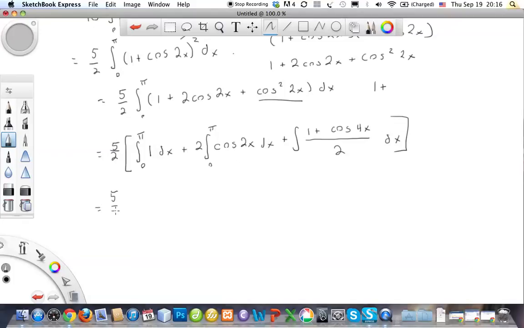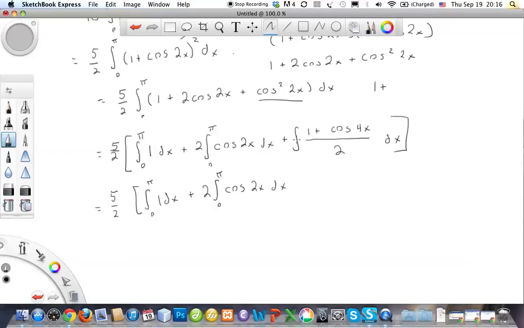Try to do as few steps as possible, but see what we can do. 0 to pi of 1 dx, which we know is just x, but I'm going to write it all out so you can see. 0 to pi, cosine of 2x dx.